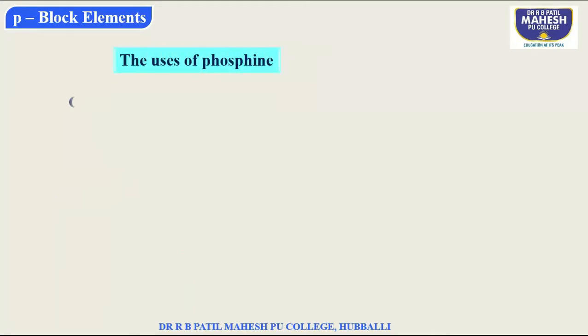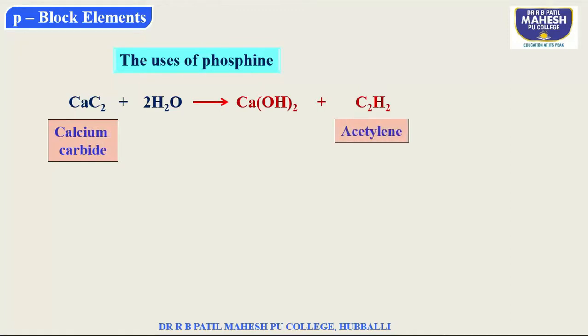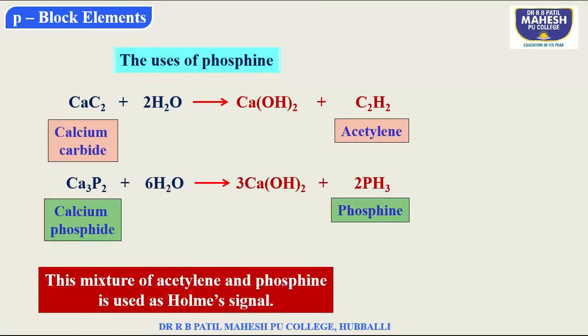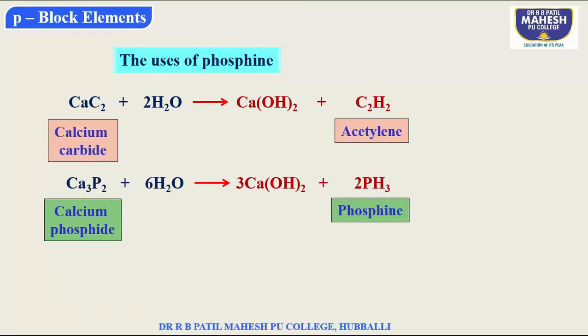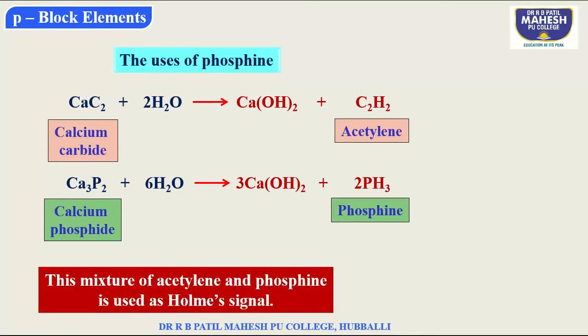Uses of phosphine. When calcium carbide is treated with water, we are going to get calcium hydroxide and acetylene as a product. Acetylene catches fire in the presence of a flame. When calcium phosphide undergoes hydrolysis, we are going to get calcium hydroxide and phosphine as a product. The mixture of acetylene and phosphine was used as Holme's signal.